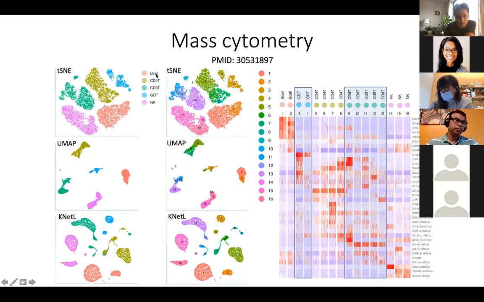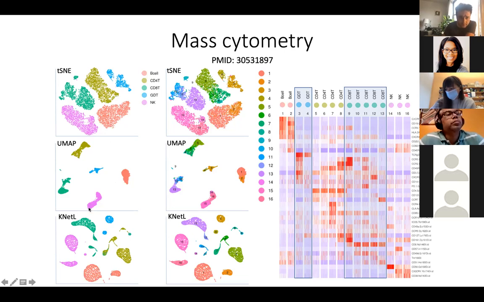This is from this paper. There are a lot more samples, but I just took these 5 as an example. So you have B cells, CD4, CD8, gamma delta T cells, and NK cells. And if I plot them in here without clustering, just based on their conditions or the samples, you can see tSNE and UMAP do a pretty good job of separating them.